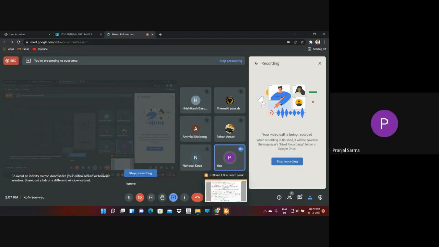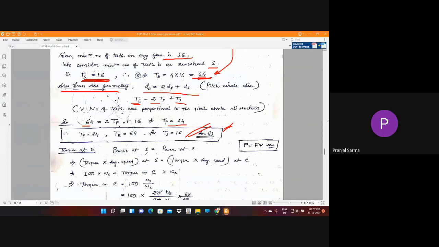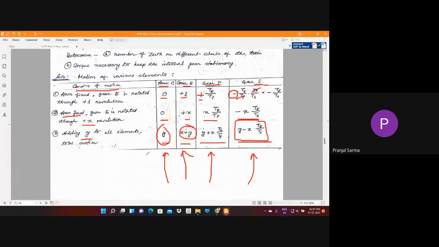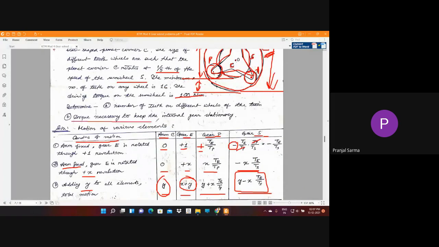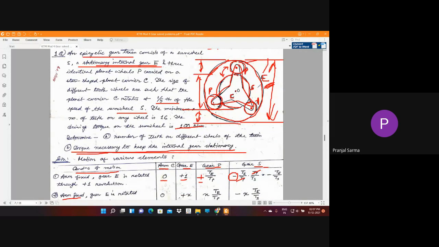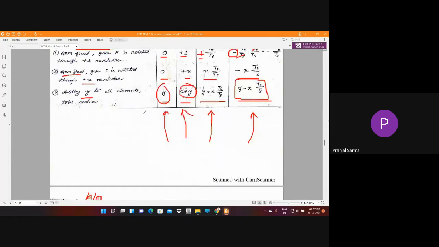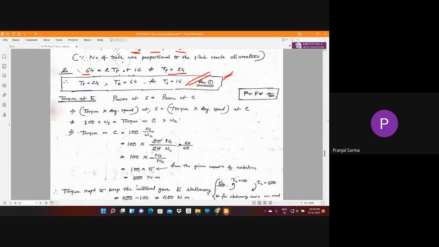Okay, so now the first part is over. Next part, they are asking you to find out what torque is necessary to keep the internal gear stationary. Now which one is the internal gear? This is the internal gear. And it is said that the driving torque on the sun wheel is 100 Newton meter. So driving torque at the sun wheel is given as 100 Newton meter.